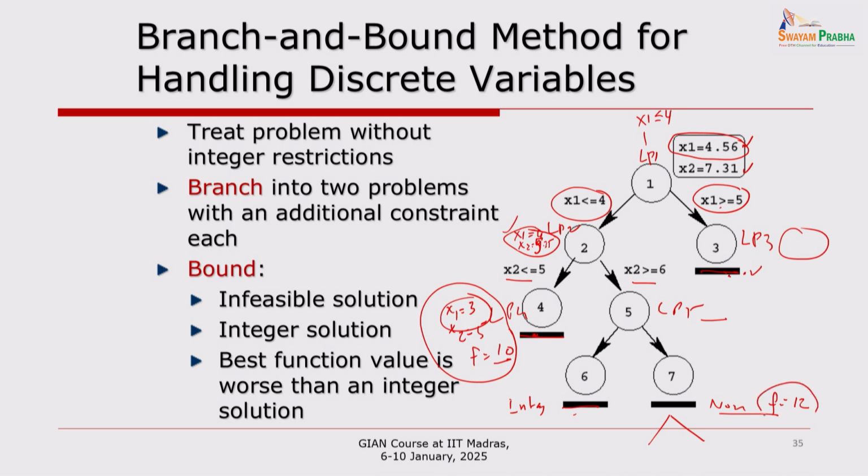Here I get a non-integer solution, which means I'm supposed to branch further, but my function value here is 12. Is there a point in branching? Why not? Because every time I branch, I'm splitting my whole space into two parts, and for the entire part my best value is 12. If I branch, can I get anything better than 12?